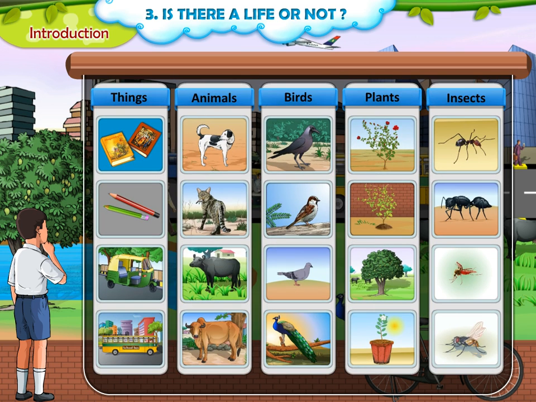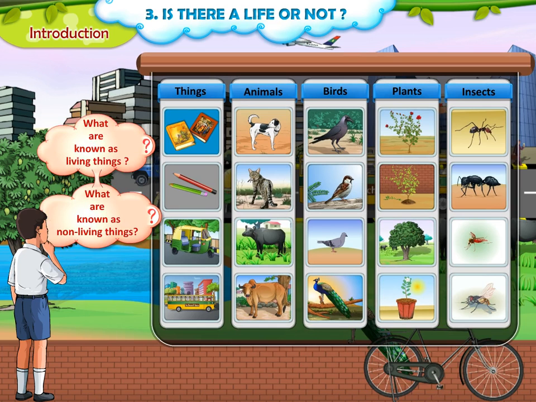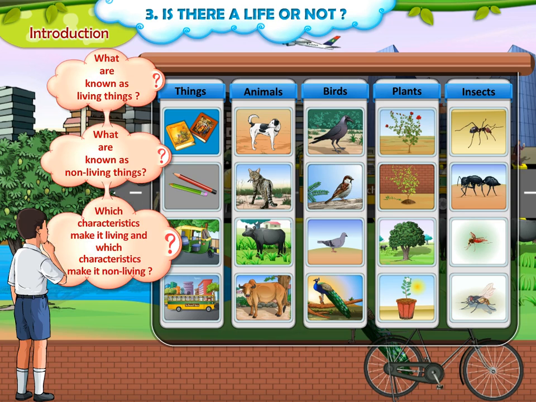Come, let us observe these things carefully. What are known as living things? What are known as non-living things? Which characteristics make it living and which characteristics make it non-living?